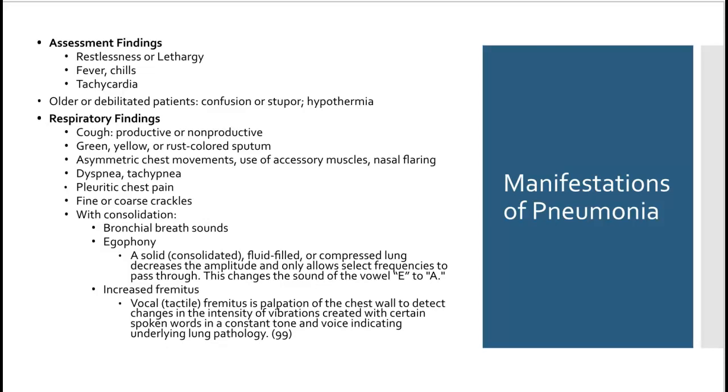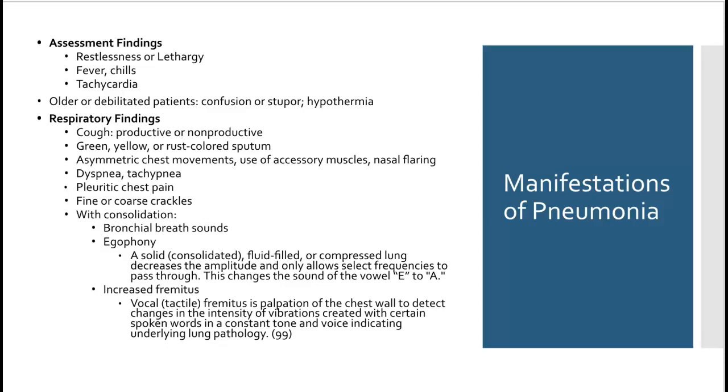There may be asymmetrical chest movements, use of accessory muscles, nasal flaring, dyspnea, tachypnea, pleuritic chest pain, and that is generally chest pain when somebody breathes in, fine or coarse crackles, and when there's consolidation, you may have bronchial breath sounds or egophony. Egophony is when there is a consolidation, a fluid-filled or compressed lung changes the way things sound, and so when you listen, this changes the sound of the vowel E, and it sounds like an A.